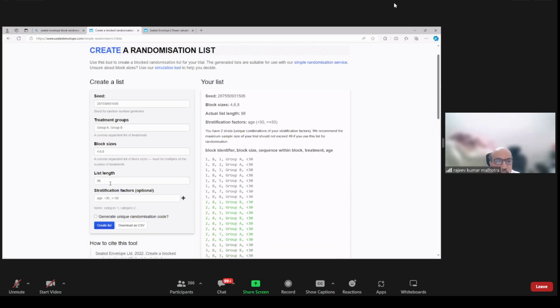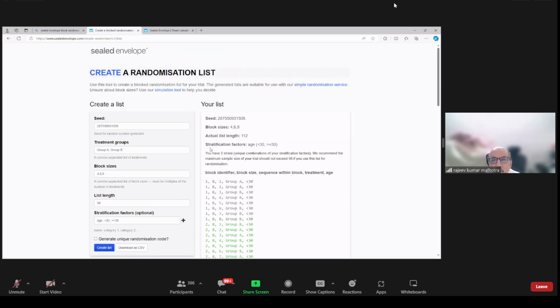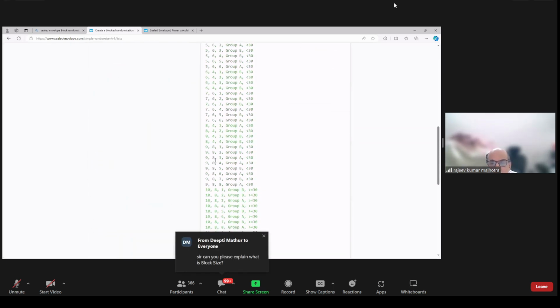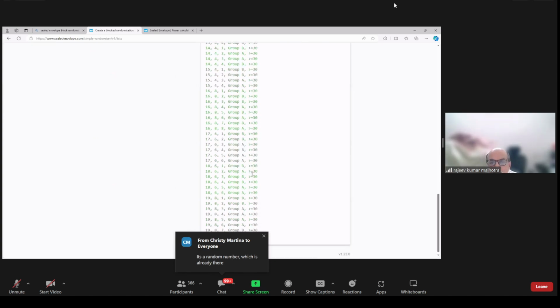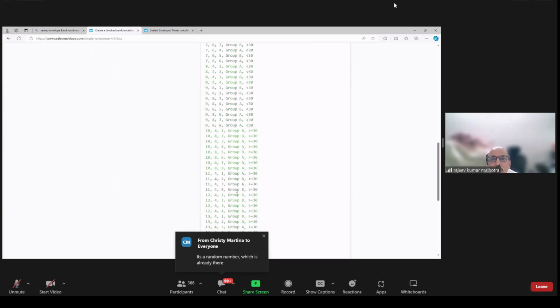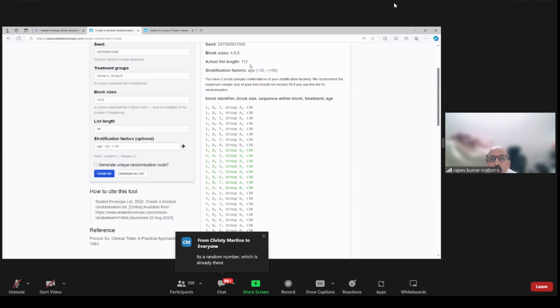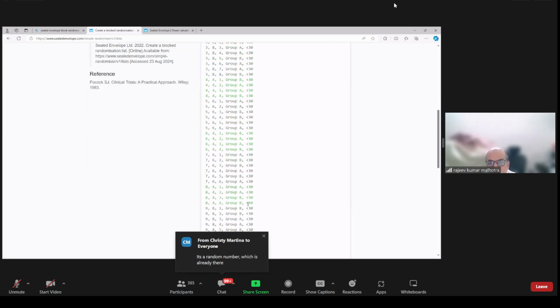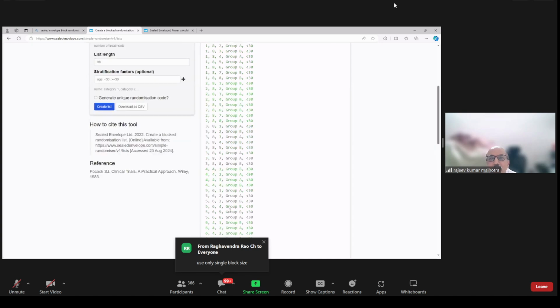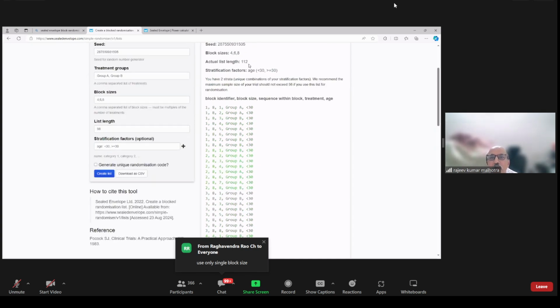But the problem here is that you cannot get exactly this one. So what is the solution for this one? Here the 112 is 66 and 66. So you remove the last six from the less than 30 group, or the last six from the more than 30 group, and you get a sample size of 100.